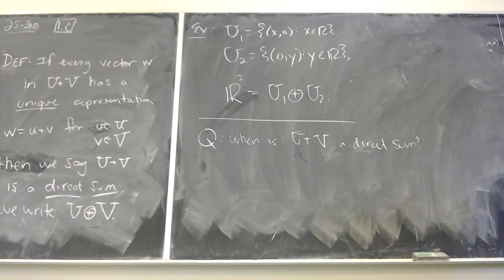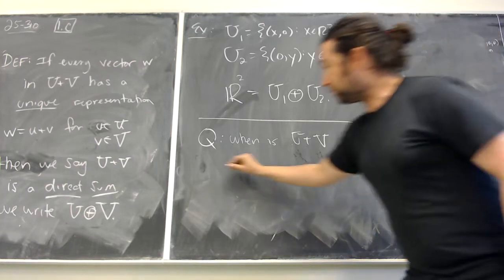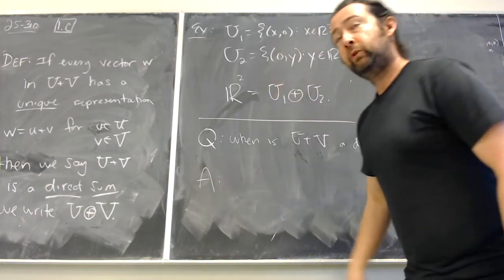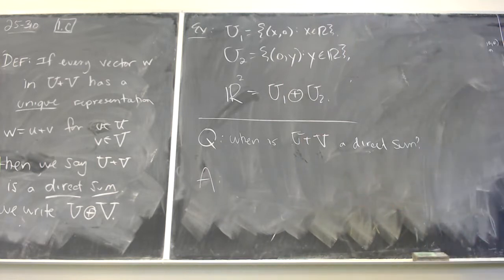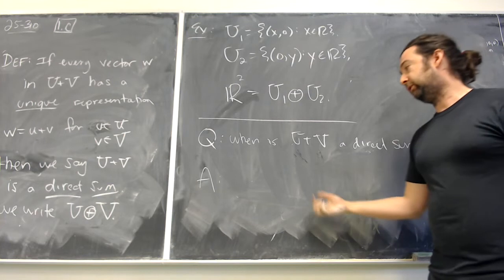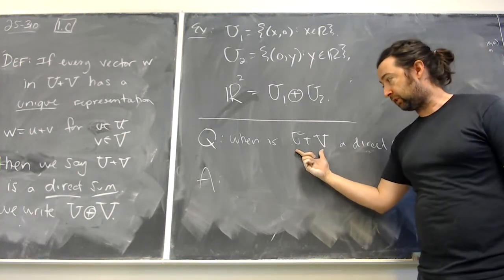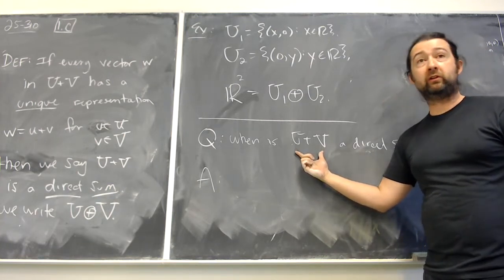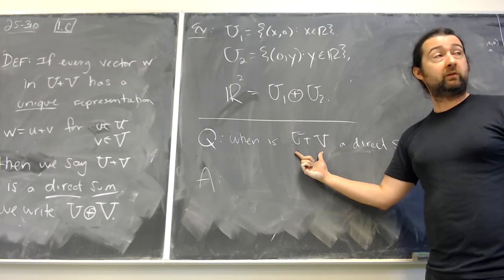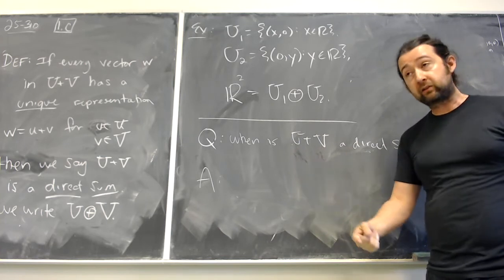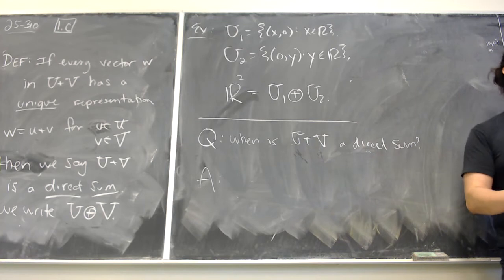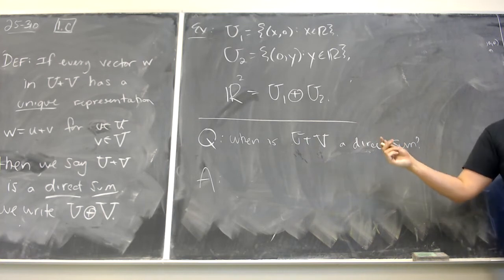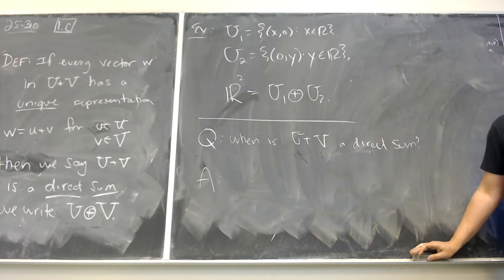So what we're going to do instead is prove a proposition that reduces this problem. Instead of looking at every vector having a unique representation, we're just going to look at 0. It's going to turn out that a sum is a direct sum if 0 has a unique representation. If 0 does, everything else will too. That's the content of our next proposition.